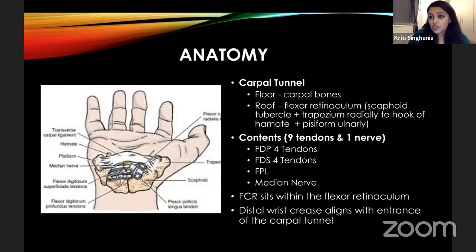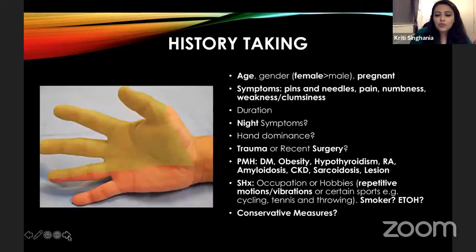There are 10 structures that run through it, and you may get asked this in your exams. There are 9 tendons, 4 which are the FDS and 4 that are the FDP, deeper to that. Then superficial to these tendinous layers, there's the median nerve. Within the carpal tunnel, slightly on the radial side, lies your flexor pollicis longus. Some people are under the misconception that the FCR also runs within the carpal tunnel, but it actually doesn't. It runs within the retinaculum, within the sheath, and it's the most radial structure. In terms of surface anatomy, just remember that the distal wrist crease aligns roughly with the entrance of the carpal tunnel.